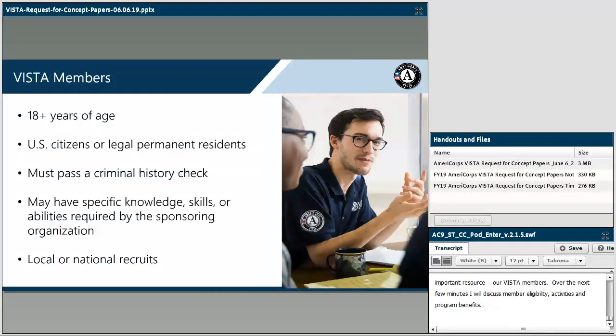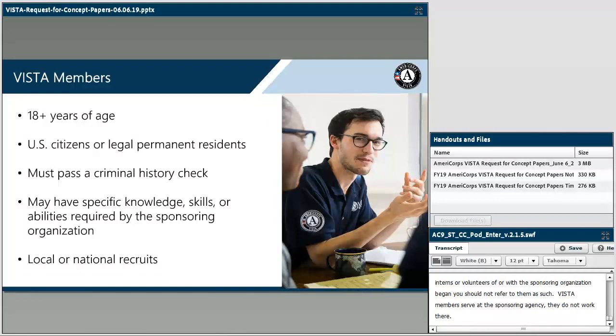VISTA service is a 12-month full-time commitment. VISTA members build the capacity and sustainability of poverty alleviation programs. There are a few things that you should know about VISTA members. First of all, they're members. They are not employees, interns, or volunteers of or with the sponsoring organization, and you should not refer to them as such. VISTAs serve at their sponsoring agency. They do not work there. VISTAs receive a modest living allowance that aligns with the community that they're serving.